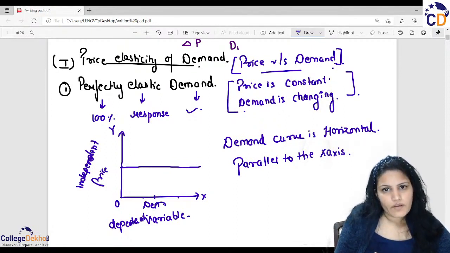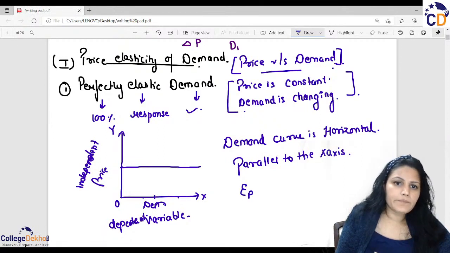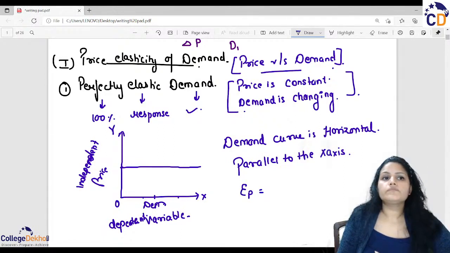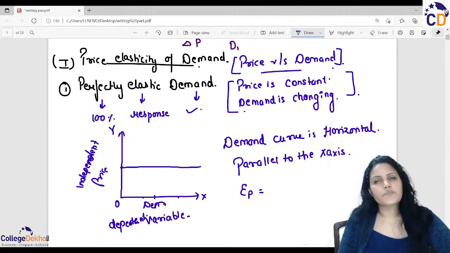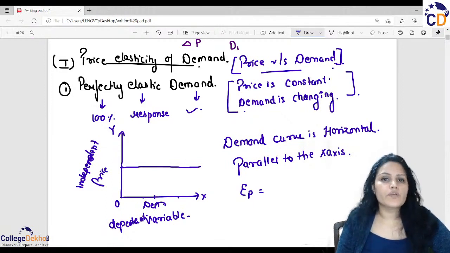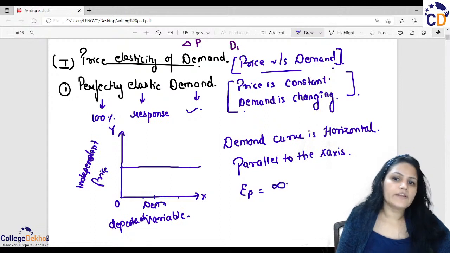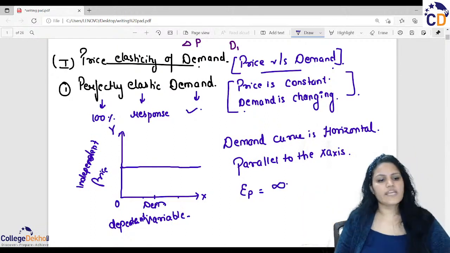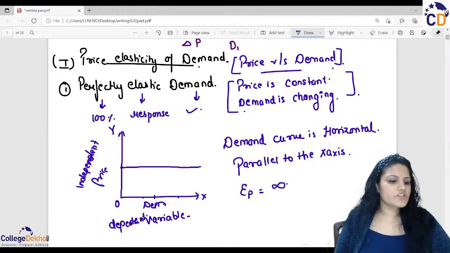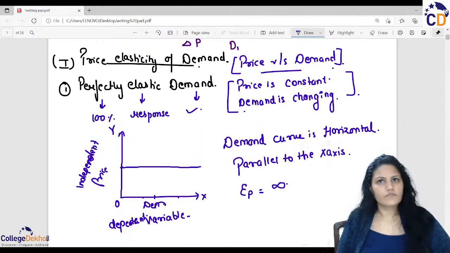Next, EP equals, under the price elasticity of demand, we are comparing demand versus price. So here EP equals infinity, because price is constant and demand is changing at all the points. Clear?